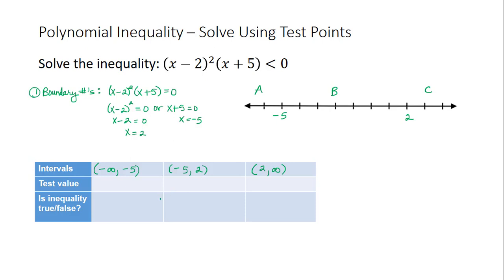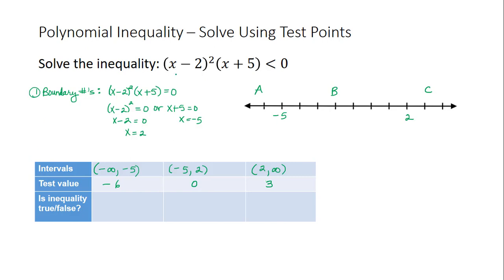And now we need to test a point from each of these 3 regions. So a number inside region A would be negative 6. Between negative 5 and 2, I always like to use 0 if it's in the region. And then a number to the right of 2 would be 3. And what are we going to do with that test value? We're going to plug it into the original inequality to see if it makes the statement true or false.